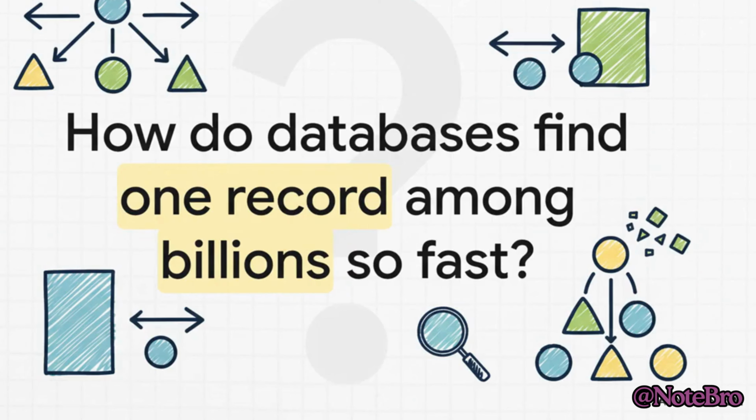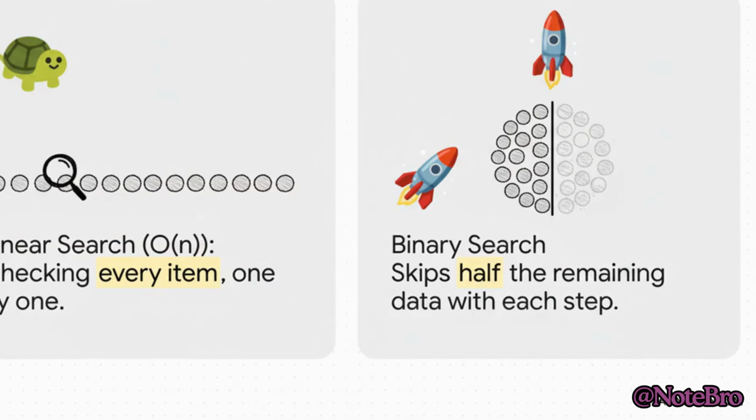I mean, seriously, think about that question. How is that speed even possible? Imagine I handed you a phone book with a billion names and told you to find John Smith. You wouldn't just start at the letter A and read every single name, would you? Of course not. You'd use a smarter strategy. Well, computers need a smart strategy too. And that really gets us to two very different ways of searching.